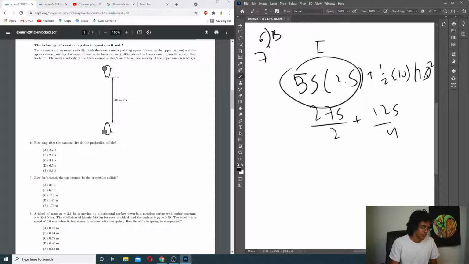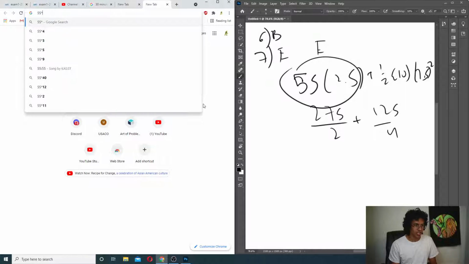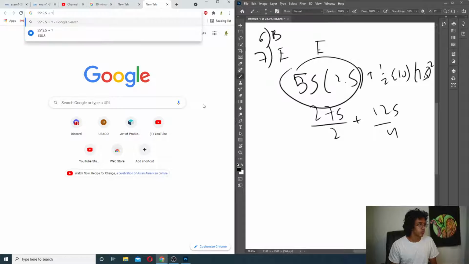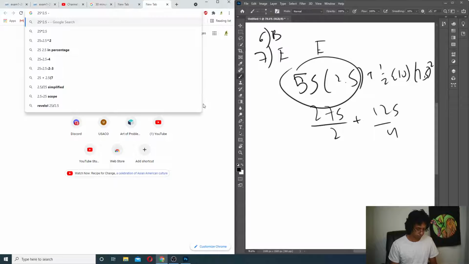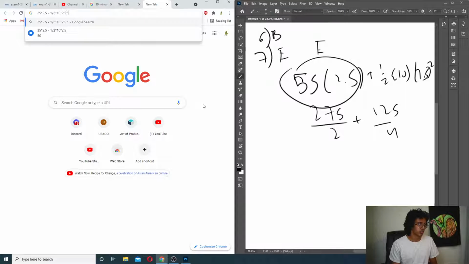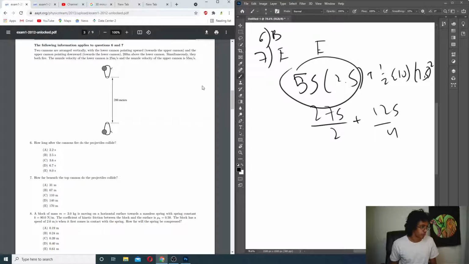E is my answer. Let's make sure of it. So it's 55 times 2.5 plus 1/2 times 10 times 2.5 squared. And we could just make sure by doing 25 times 2.5 minus 1/2 times 10 times 2.5 squared. And yeah, that's right. So we get 7 is E.